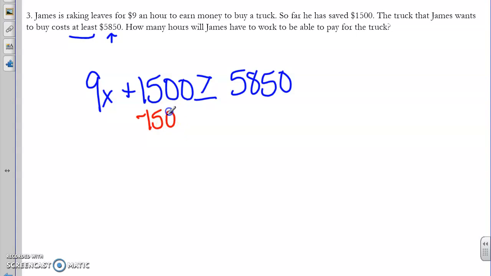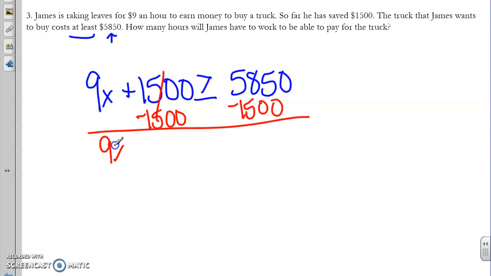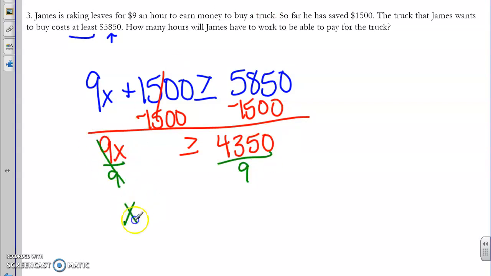So to solve the equation, I subtract 1,500. That gets me 9x is greater than or equal to 4,350. And then to get x by itself, I divide both sides by 9. And x is greater than or equal to, and I get a decimal on this one, 483.3. Okay, so you can't really work 483.3 hours. So if he wants to buy this truck, he's going to have to work over the 0.3, which means this is going to round up to 484.